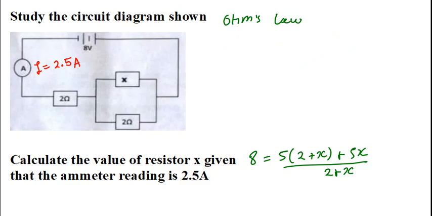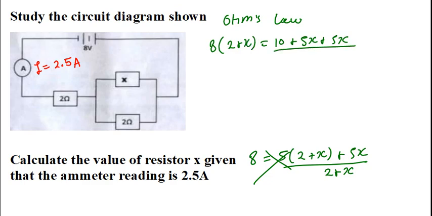So here this is going to be 8 is equal to, expanding that part, 10 plus 5x plus 5x, over 2 plus x. Then you can cross multiply, so 8 multiplied by 2 plus x gets rid of the denominator. So this would be 16 plus 8x is equal to 10 plus 10x.